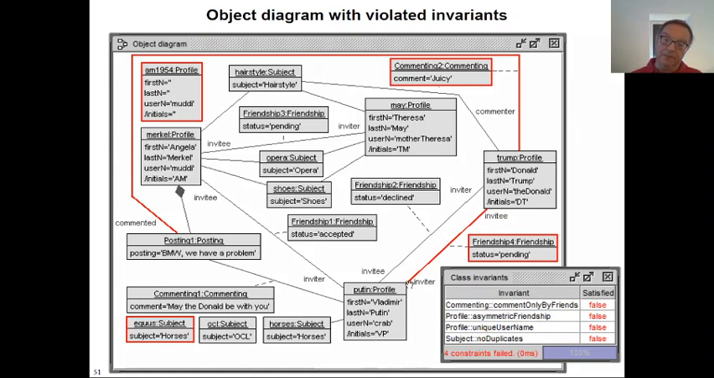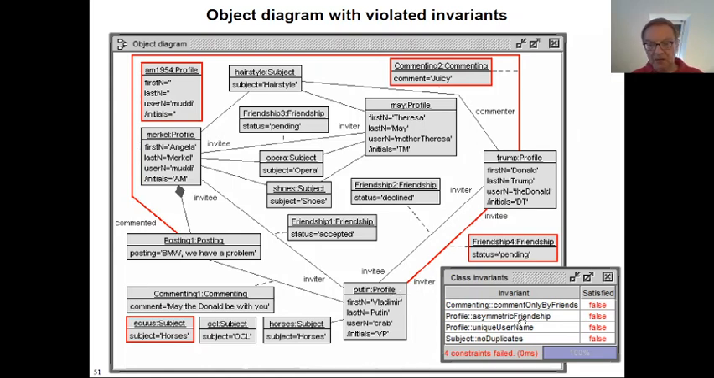The second invariant, profile asymmetric friendship, also fails. I have placed here, so Putin and Trump, as we have seen before, are connected through a declined friendship. The role names previously were invitee on the Putin side and inviter on the Trump side, and now I have placed here the dual, the complementary role names with Putin inviter, previously invitee, and the friendship here is pending. But this is not possible.